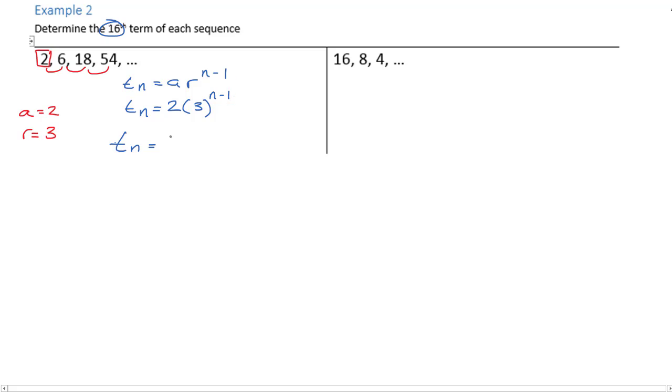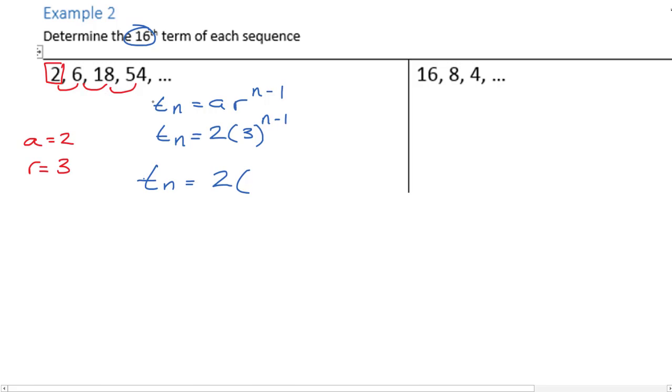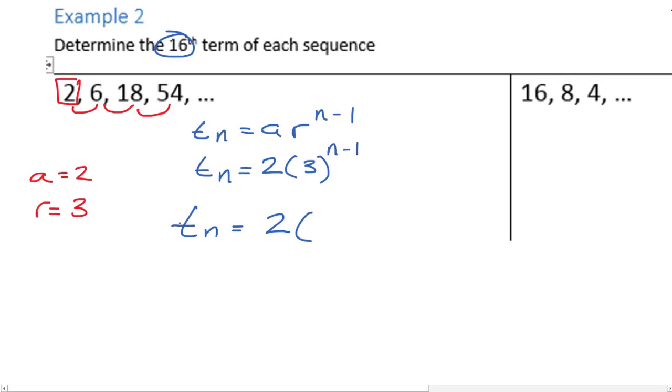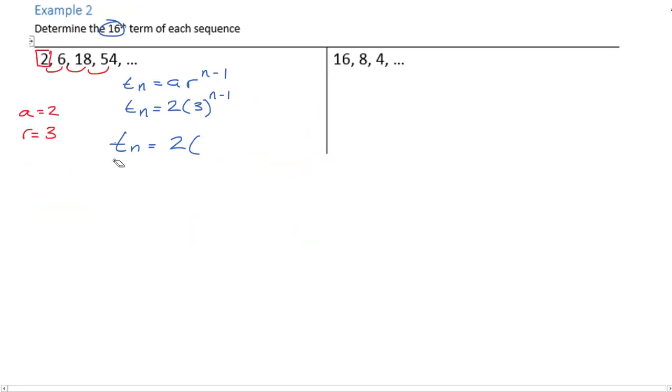All right, so here we go. We want to do term 16. Sorry, let me get my eraser here. Let's make this into term 16. So term 16 equals 2 times 3 to the 16 minus 1, which is obviously 15. So what's 2 times 3 to the power of 15?